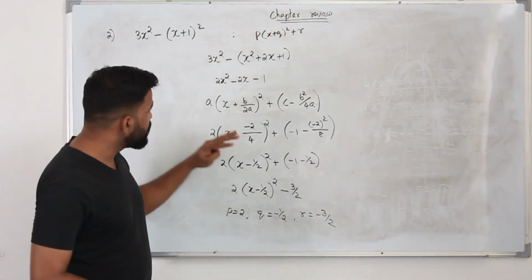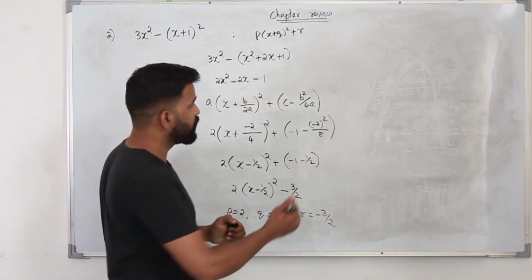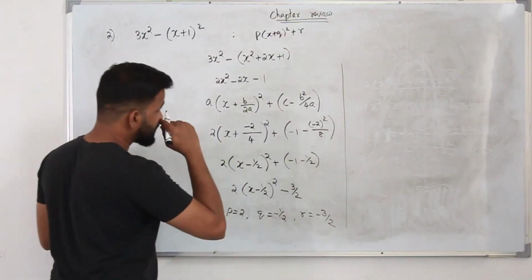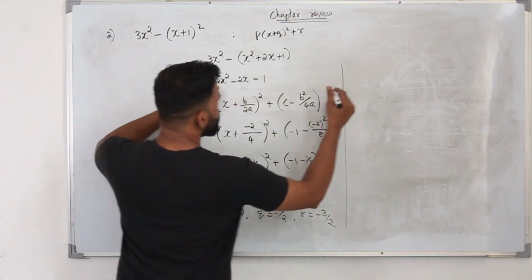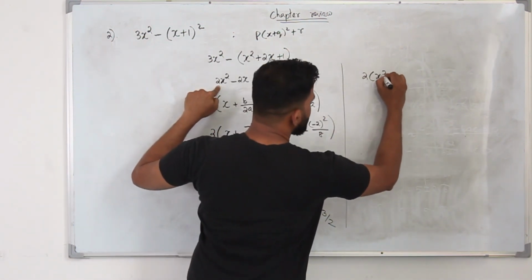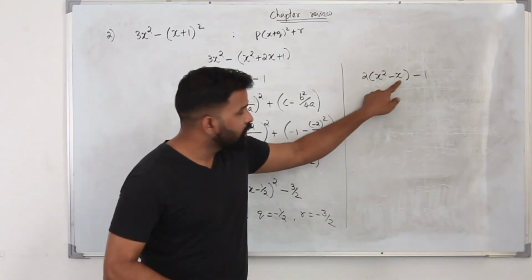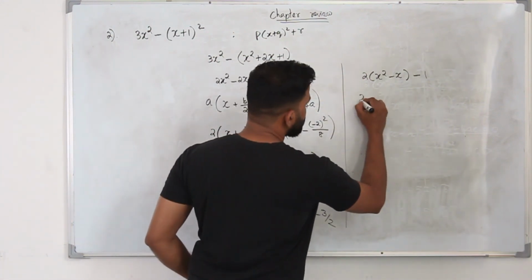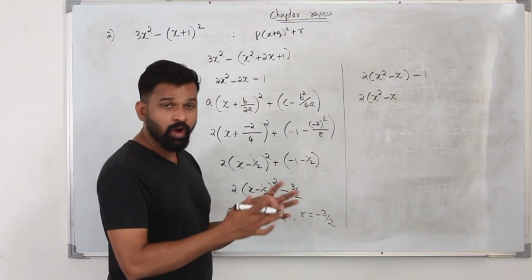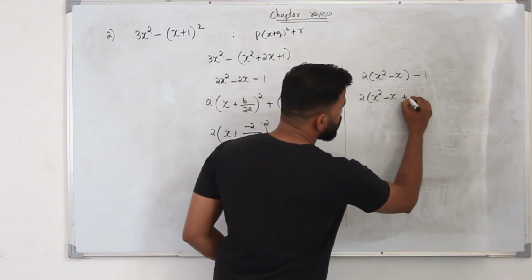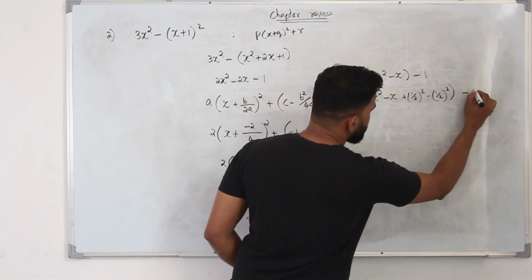This is the easiest method, but if you think that memorizing this formula is a bit difficult for you, you don't need to memorize this formula. You can straight away apply completing the square here. Take the common factor from these two terms, common factor is 2, you will have x square minus x minus 1. Now look at the coefficient of x, which is 1. X square minus x. The coefficient of x is 1 divided by 2, which is half. So you put plus half square minus half square minus 1.